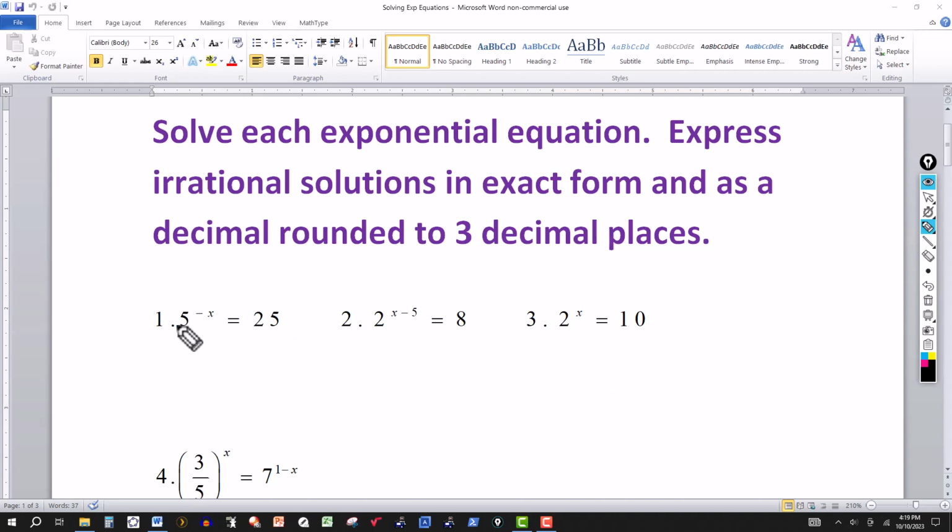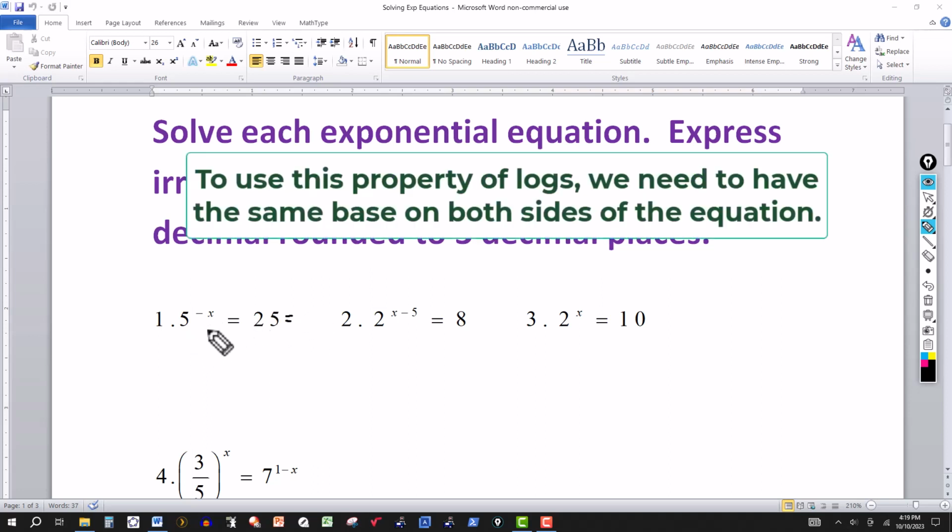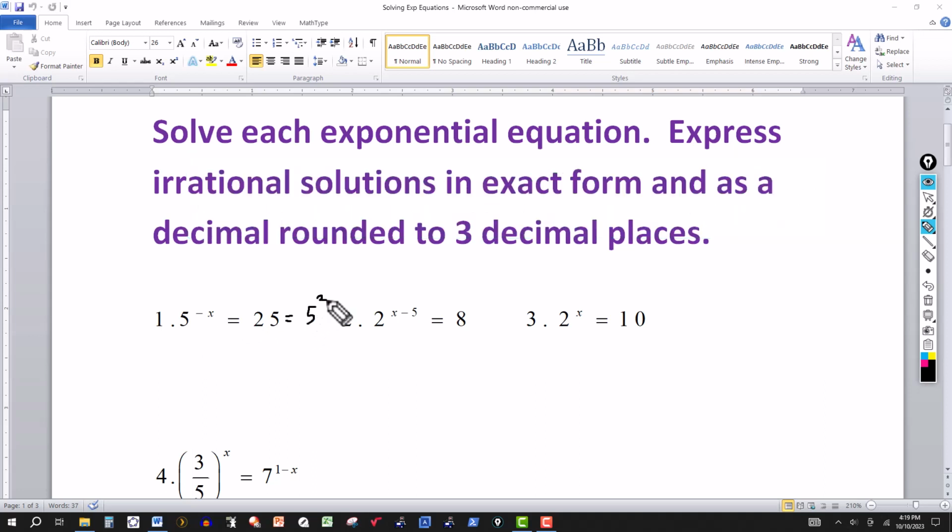So for the first one here then, we have 5 to the negative x is equal to 25. So we try to use this property. We need to have the exponents the same on both sides. So got 5 to the negative x, and 25 is the same thing as 5 squared. 5 is positive, not equal to 1. So if we can get the base the same on both sides, the exponents have to be equal.